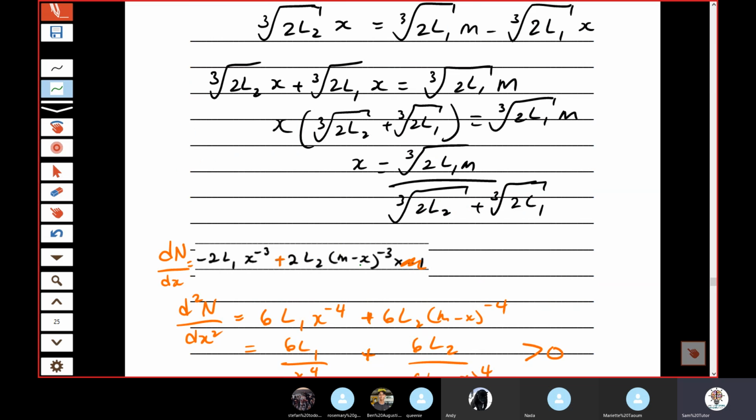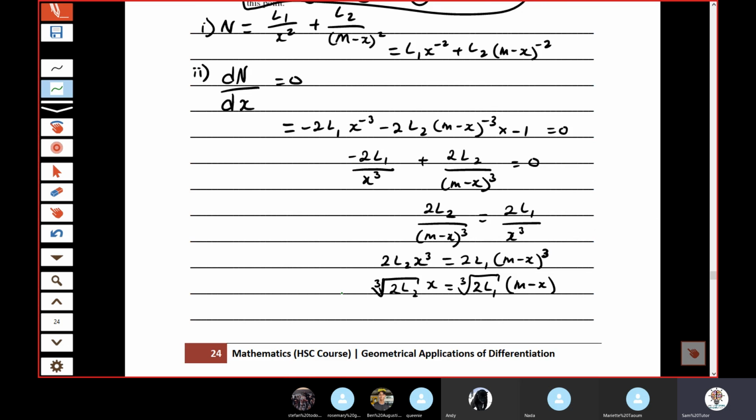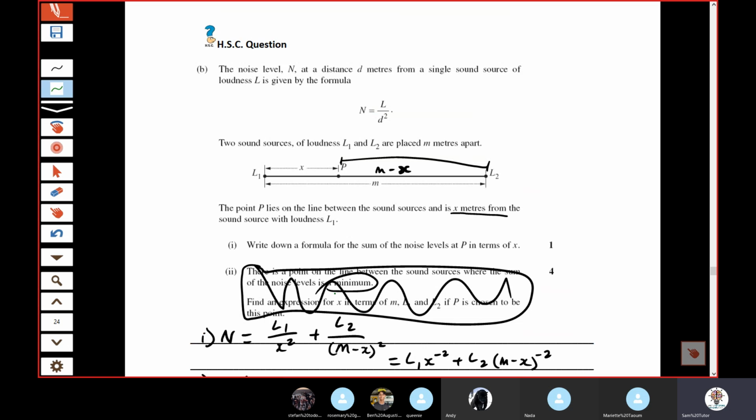And now answer the question. What did the question say? L1 and L2 is the loudness, which is m meters apart. And the loudness is not going to be negative, I guess. They should have probably mentioned that. What can you do? They should have probably said L1, L2 is greater than 0. I guess that's the only assumption you can take. L1, L2 has to be greater than 0.